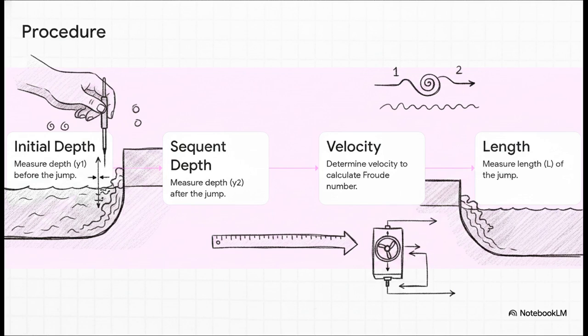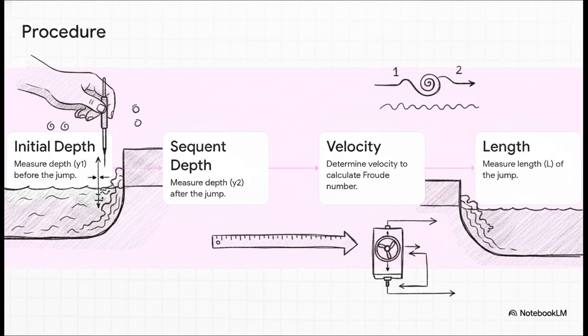First, we take a point gauge and measure the initial depth of the fast water, Y1, right before the jump kicks off. We actually take 3 separate measurements and average them out just to be super accurate. Then, we do the exact same thing downstream to get our sequent depth, Y2.